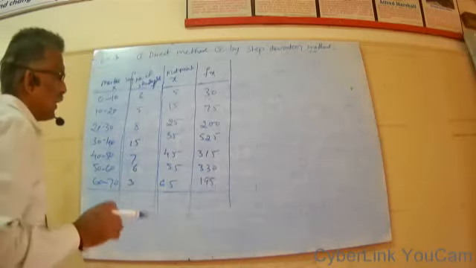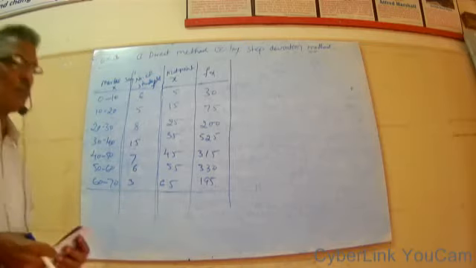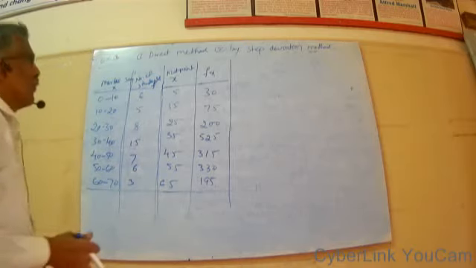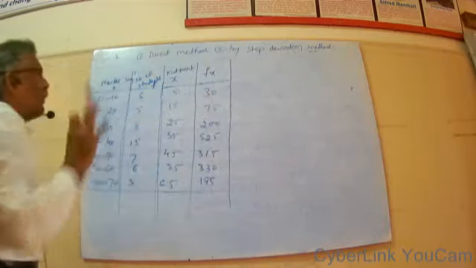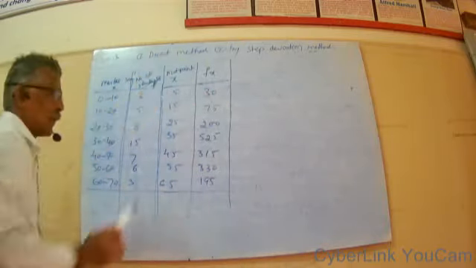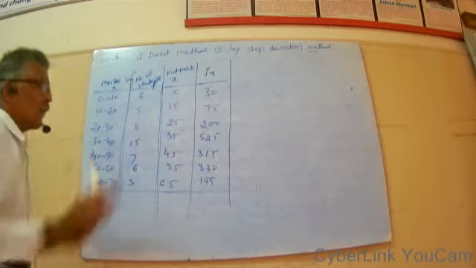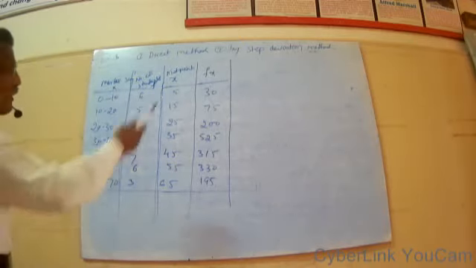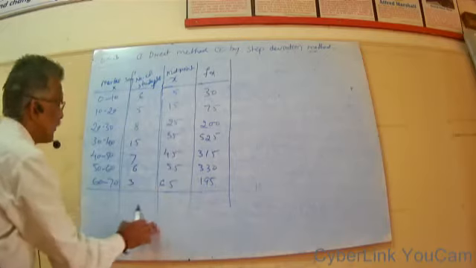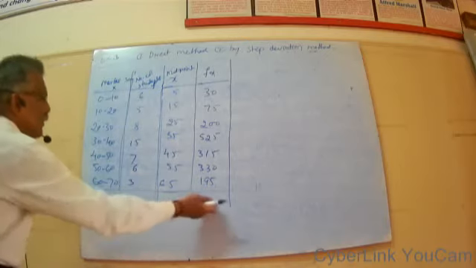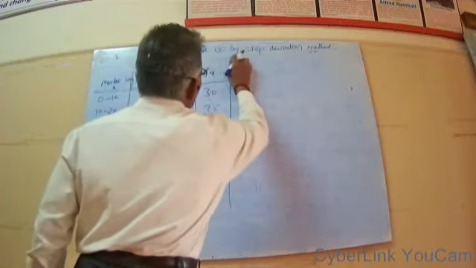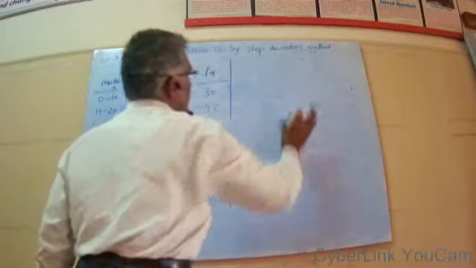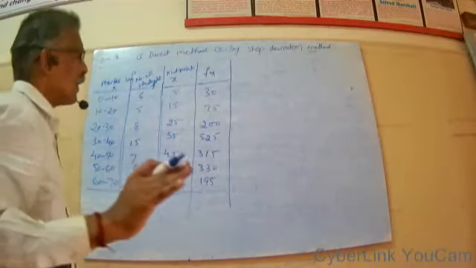Next is step deviation method. So you are asked to do by direct method. If it is asked to say only by direct method, then this much is enough. Then take the sum of this and this divided by this gives you the arithmetic mean. But it is also asked that by step deviation method you have to determine the arithmetic mean.